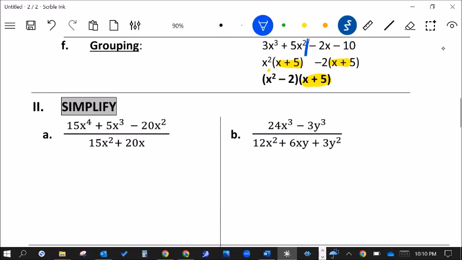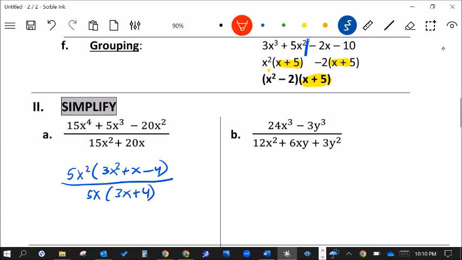I see all the top ones have 5s and 2 extra x's. So 5x squared would be a common factor for that, and that would leave us 3x squared plus x minus 4. And on the bottom, each of these 2 can take a 5 and an x out of them, so I would have a 3x plus 4. That means that the 5s can cancel and one of these x's can cancel.